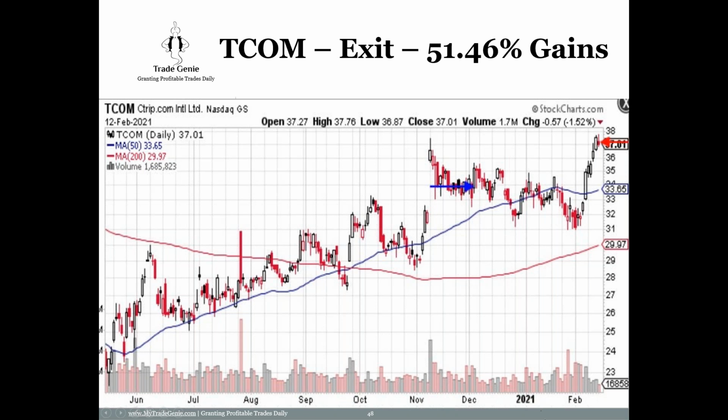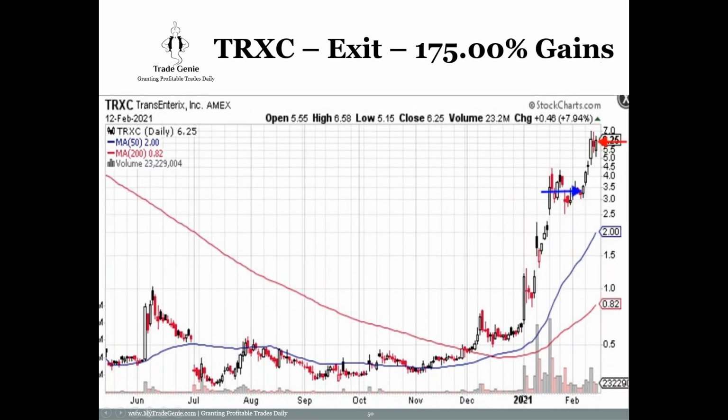This trade was open for 1.5 months, but there was no exit, and I had a conviction that it's not that bad. We need to hold. So 51% gain. Here's TRXC.